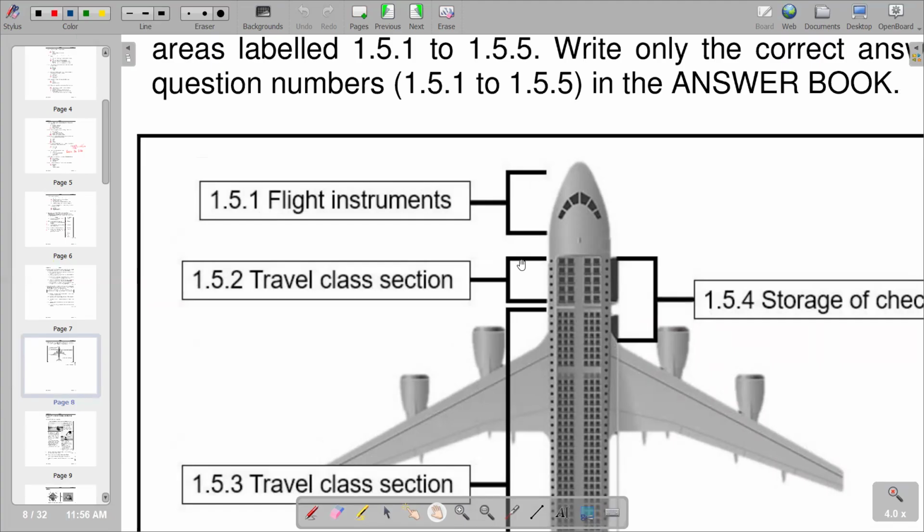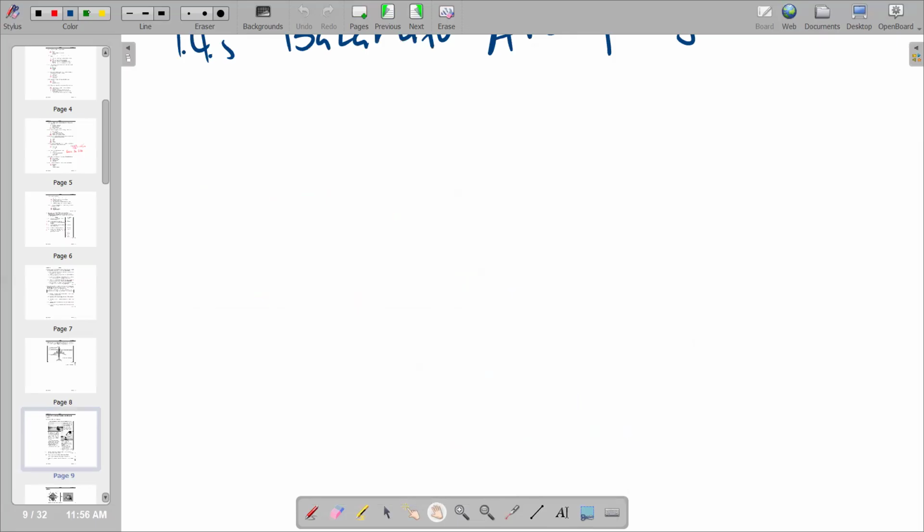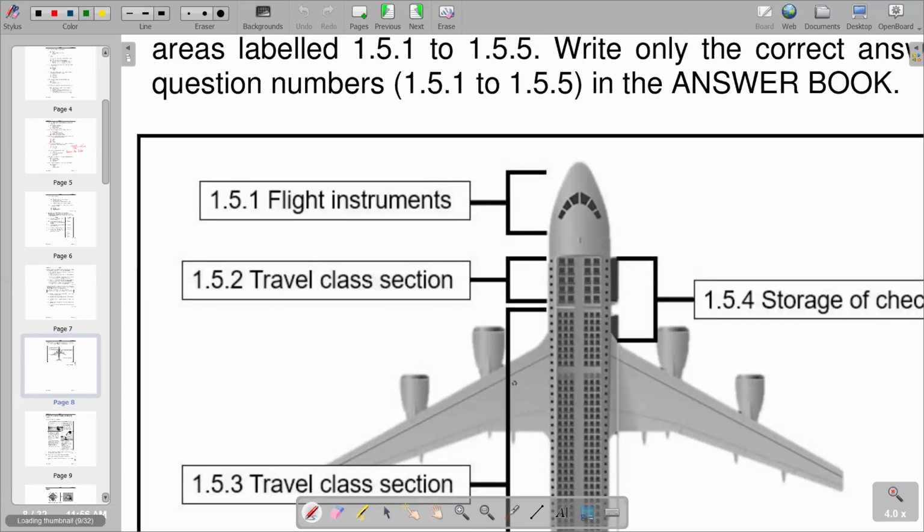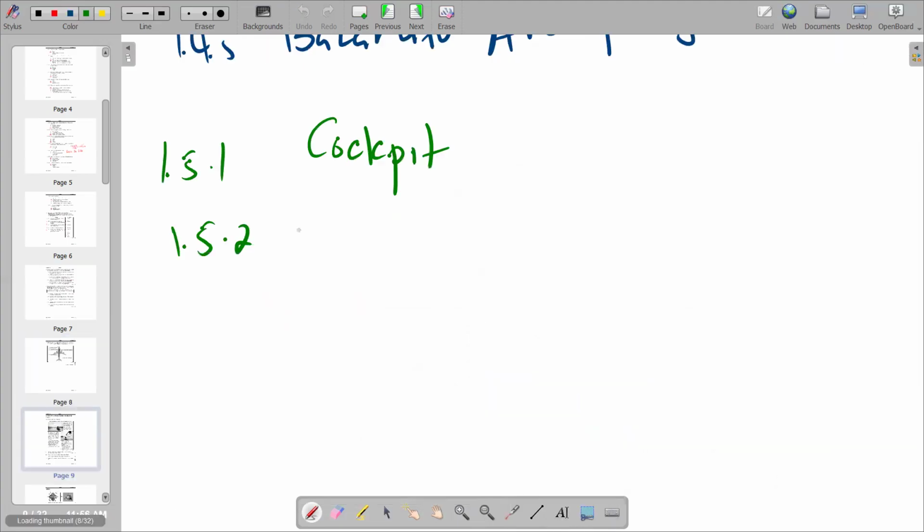So remember, this is at the cockpit. So 1.5.1, we are saying it is at the cockpit, and then we move on to 1.5.2. 1.5.2, we can see that it's here in the travel class section. So this section that we have here is the business class. So we indicate it as such.